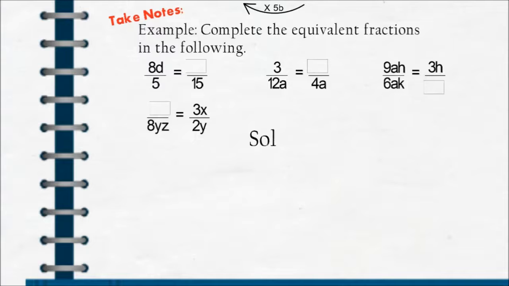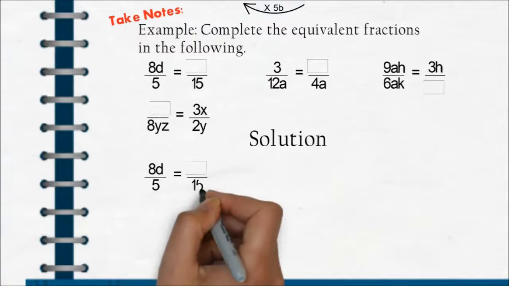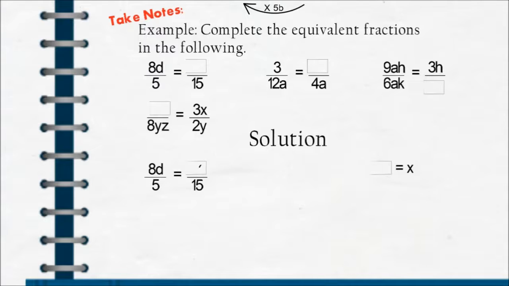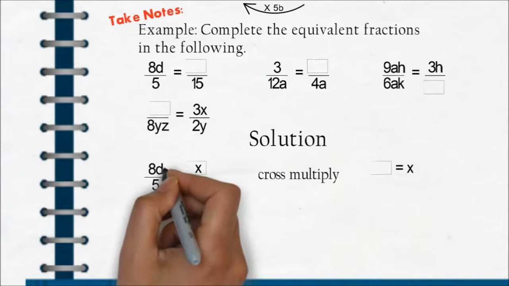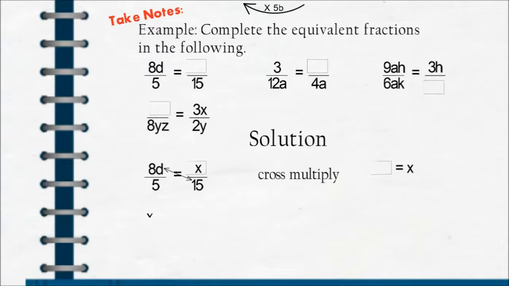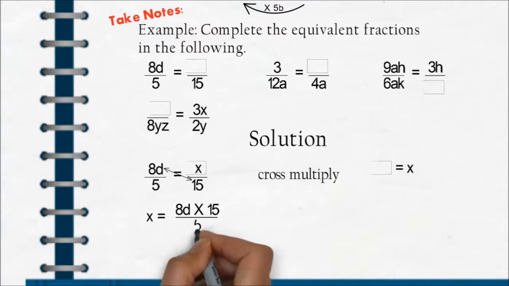So the solution to these expressions will be, for number 1, 8d over 5 equal to box over 15. Alright, so in this case, let's call box x. Then we'll go ahead to cross multiply. Now we've treated solving equations in book 1, so we're going to apply some of those techniques here. We cross multiply. So when we're cross multiplying, we simply multiply 15 multiplied by 8d. Therefore, we have x equal to 8d multiplied by 15 divided by 5.